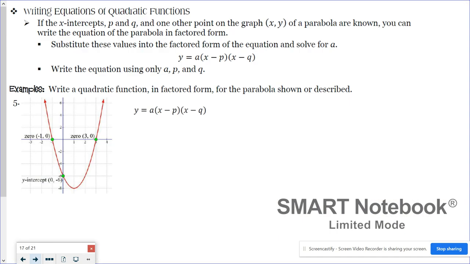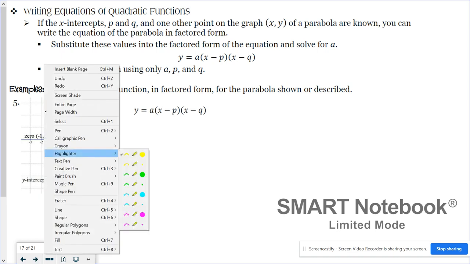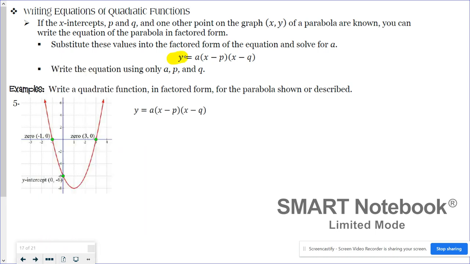So one way of writing a quadratic function is to write it in its factored form, also known as its intercept form. An intercept form looks like this: y equals a times the quantity of x minus p times the quantity of x minus q. Now the x-intercepts, that's what p and q are representing. So like in number 5, one of my x-intercepts is -1 and the other one is 3, so p and q are -1 and 3. And then x, y is one other point on the graph.